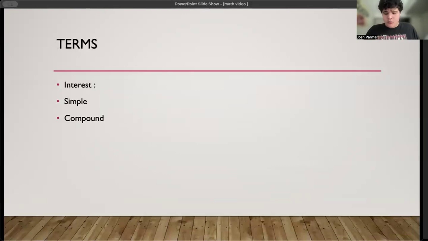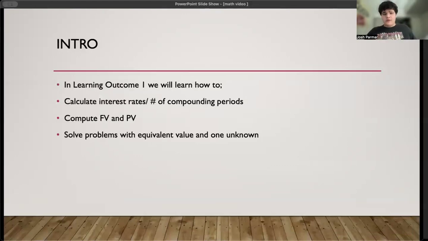In Learning Outcome 1, we will learn how to calculate interest rates, simple and compounded interest. And we will learn how to calculate the number of compounding periods. We will also learn how to compute future value and present value. And we will learn how to solve problems with equivalent values and one unknown. All right, let's get into it.